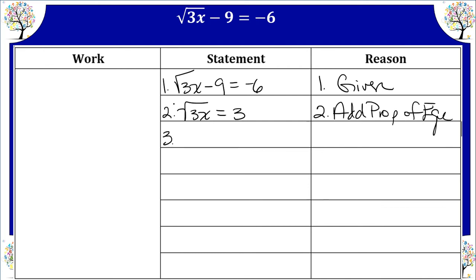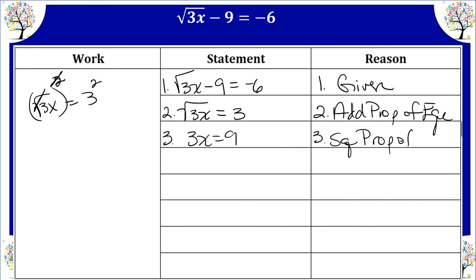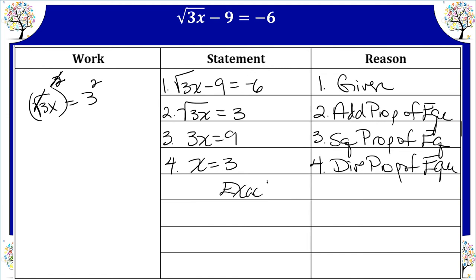Next, we got to get rid of the square root. So we are going to square both sides. So when I square both sides, the squaring undoes the square root. So I'm left with 3x equals 9. So this was the squaring property of equality. And then the last step is to divide each side by 3, and my one solution is 3. So that was the division property of equality. So exactly one solution for this equation.